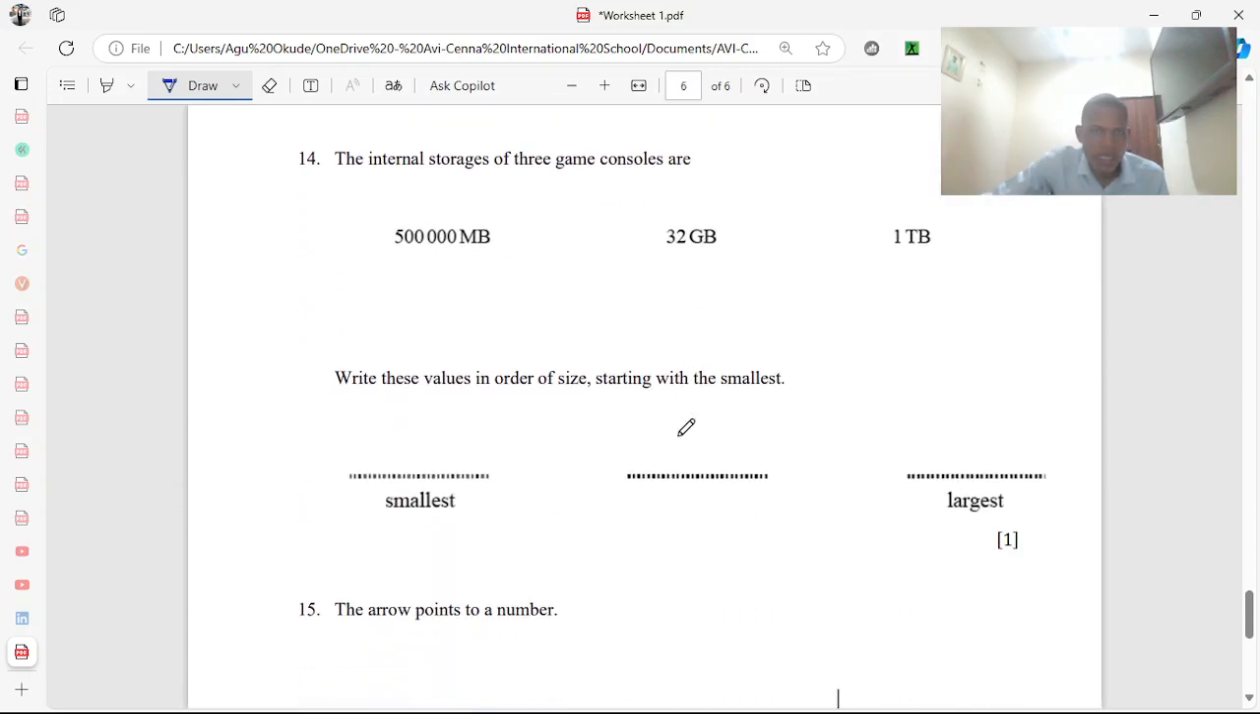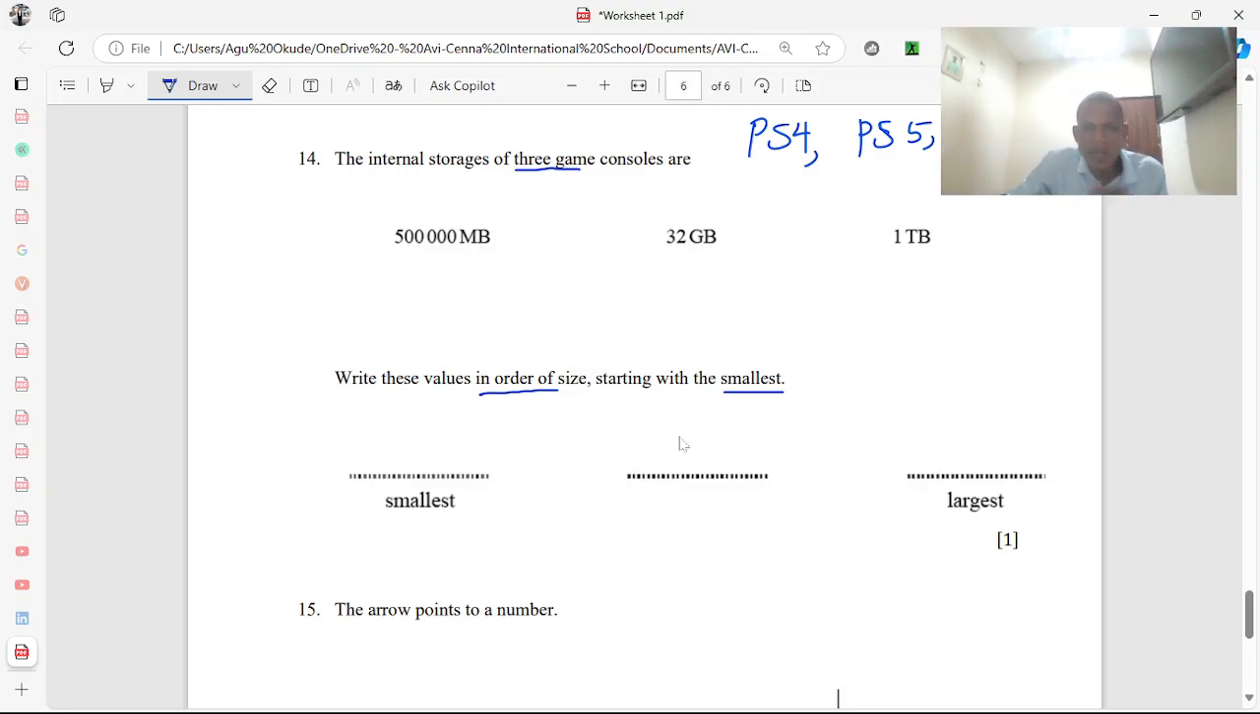Number 14. Now the internal storages of 3 game consoles. So which means 3 game consoles are this. Write these values in order of size, starting with the smallest. So I have smallest like that to the largest. Now I have 3 game consoles. So obviously, let's assume it can be PS4, it can be PS5, it can be Xbox, it can be Nintendo Switch, and so on.